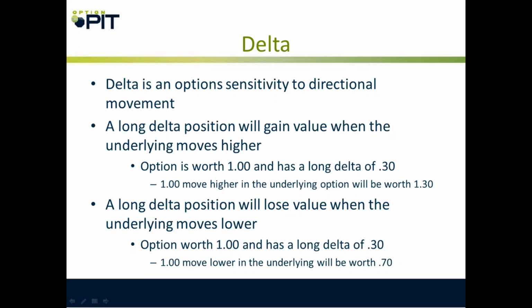A long delta position will gain value when the underlying moves higher. An option is worth $1 and has a long delta of 0.3. A dollar move higher in the underlying, and the option's worth $1.30. If it's worth $1 and has a long delta of 0.3 and the underlying moves $1 lower, the option will be worth 70 cents. Real simple.